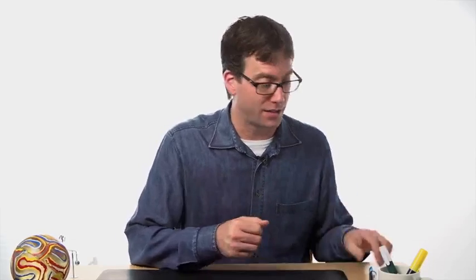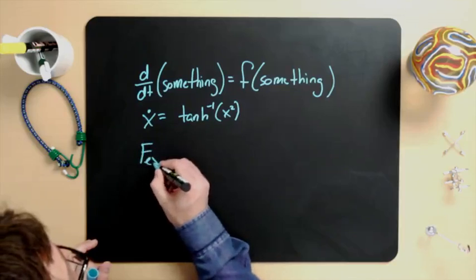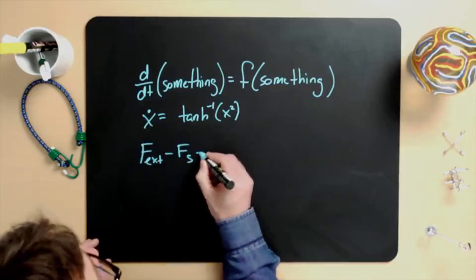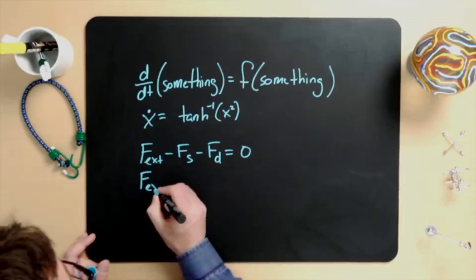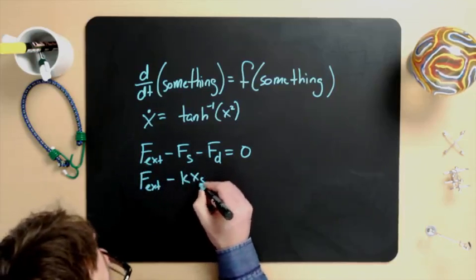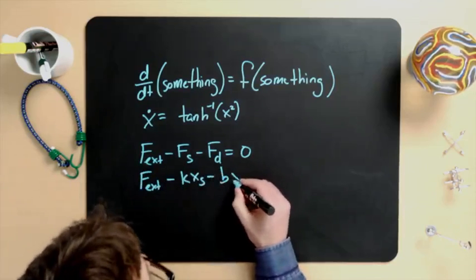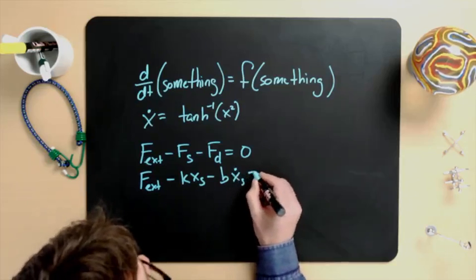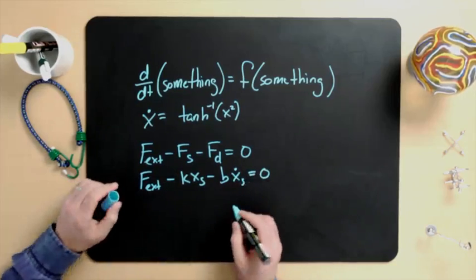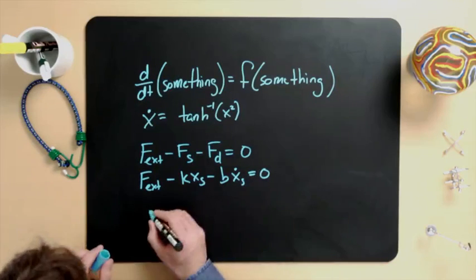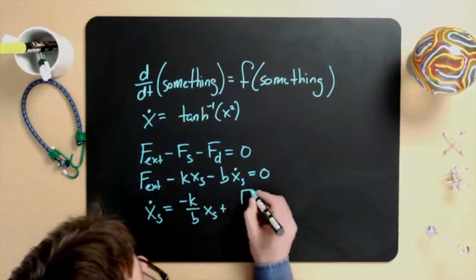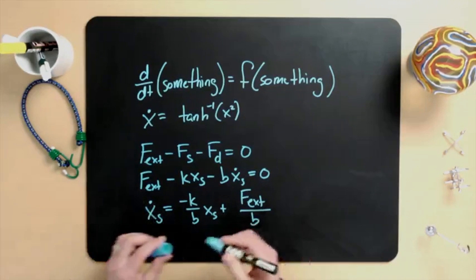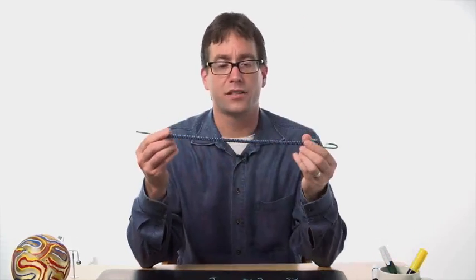Let's finish with another example and go back to the model of the spring and damper, but now allow the external force to be non-zero. This would mean that we would have F external minus F sub s minus F sub d is all equal to 0. If we substitute in the constitutive laws, we get F external minus k x sub s minus b v sub d, where we know that v sub d is equal to x sub s dot. If we then solve the differential equation by looking at x dot, we get x sub s dot is equal to minus k over b x sub s plus F external over b. This would be like how we take a bungee cord and pull on it with constant force.